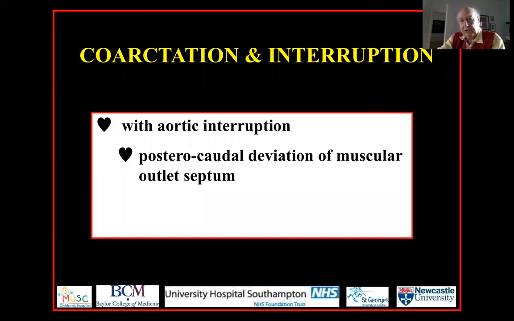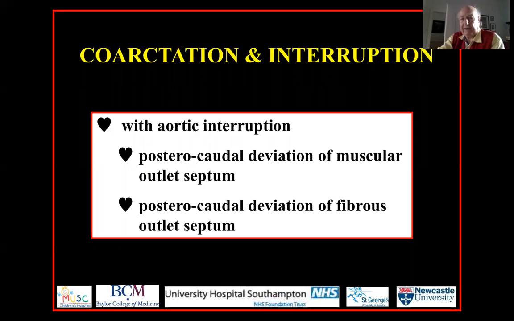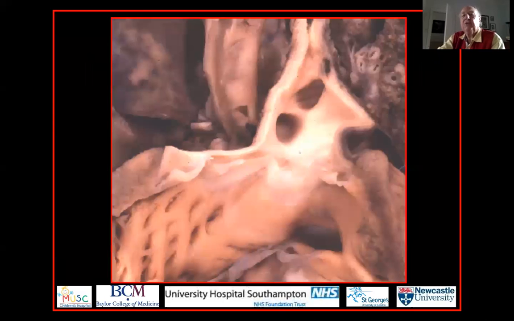And so here we are narrowing again the pathways into the aorta, and this is one of the associations with aortic coarctation. With interruption, we anticipate the ventricular septal defect will always be associated with posterocaudal deviation of that outlet septum. But the caveat here is that the outlet septum itself can be fibrous rather than muscular. So this is the typical arrangement. I'm showing it to you here from the right side.